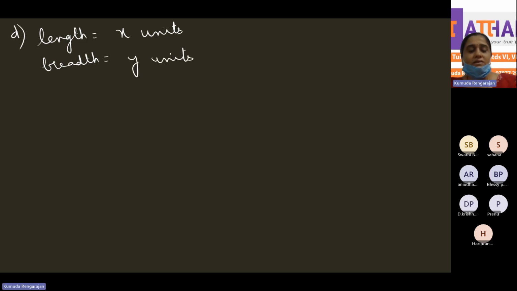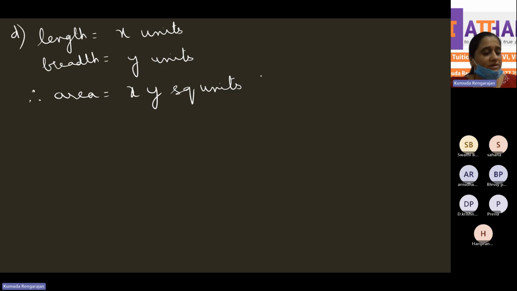So what will be the area? Area of the rectangle is equal to L into B, X into Y, XY square units, correct? Okay. Now, what we have is the original length X units, original breadth Y units, and original area XY square units, L into B.